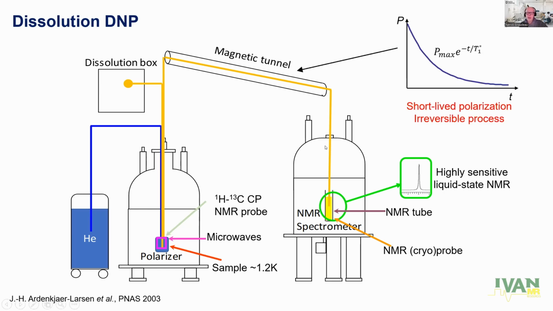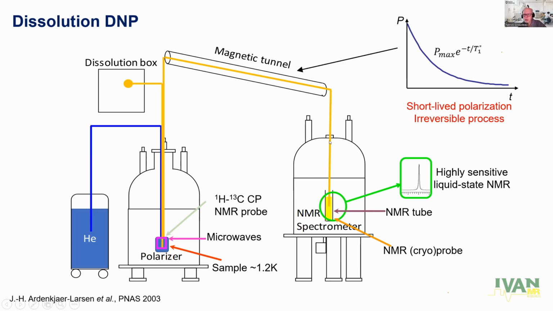But of course, one has to keep in mind that once the sample has come into the liquid state, this hyperpolarization is going to decrease as a function of the apparent T1. And it's also an irreversible process. Once you've been using this hyperpolarization, you cannot polarize the sample again. So it means that you can get very high signal, but in a single shot, and for nuclei for which this hyperpolarization can survive during the transfer.